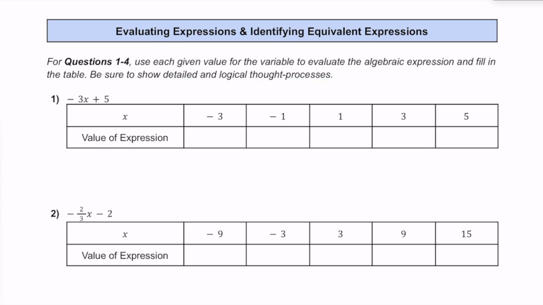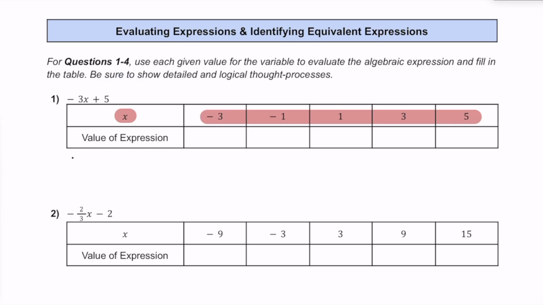All right, so for number 1, we have this expression of negative 3x plus 5, and let's take a look at what our x values are. Looks like we have 5 different x values that we're going to try substituting in. We have negative 3, negative 1, 1, 3, and 5. And so we have basically 5 different little expressions to evaluate. Let's start with negative 3 and substitute it in for x.